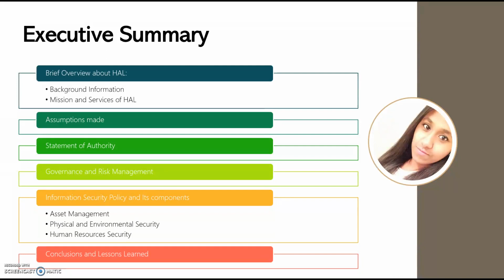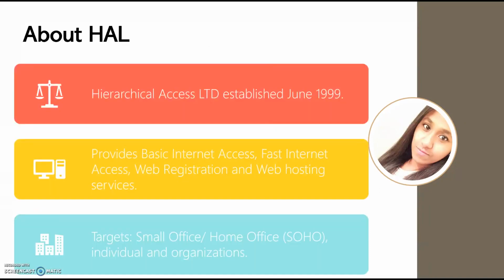Firstly, we have given a brief overview about HAL, the background information about HAL, and the services and the mission statement of HAL. Then we have covered the assumptions that we have made throughout this report. Then we have talked about the statement of authority, and finally moving on to the information security policy and its four main domains, which are governance and risk management, asset management, physical and environmental security, and human resources. And last, we have concluded the things we have learned by doing this assignment.